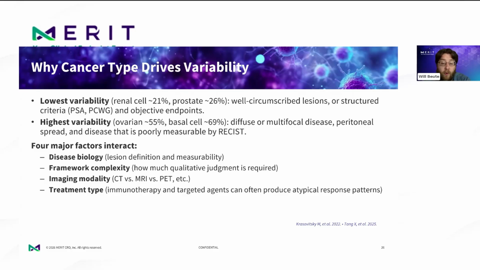And underneath all of this, four key factors tend to interact. First is disease biology, which is how well defined and measurable the lesions are. Then there's framework complexity, which is how much qualitative judgment the criteria demand. Imaging modality, so CT versus MRI versus PET, etc. And then treatment type. So, for example, immunotherapy and targeted agents can produce atypical response patterns like pseudoprogression that we discussed before that can make assessment harder. Understanding all of these factors lets us anticipate variability before a trial starts, and that's what makes it manageable.